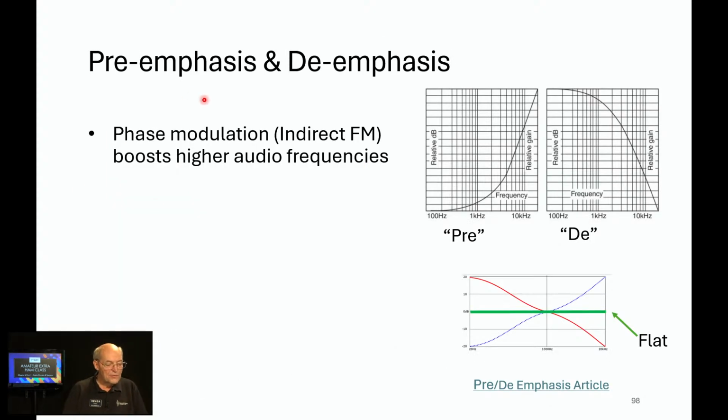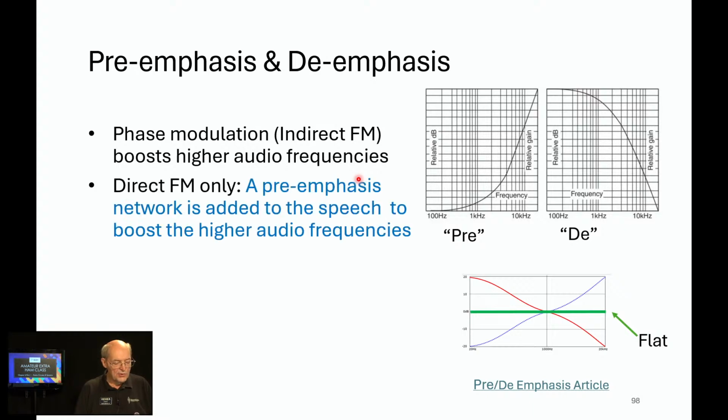That concept is pre-emphasis and de-emphasis. So phase modulation, or indirect FM, boosts the higher audio frequencies. It's just a part of the physics of the way a phase modulator works. With direct FM, we're going to do something to the signal to make it look like phase modulation. So where with phase modulation we were getting the effect for free of increasing the higher frequencies compared to the lower ones, with direct FM we're going to put a circuit, an LC circuit or an RC circuit, in there to boost those high frequencies.